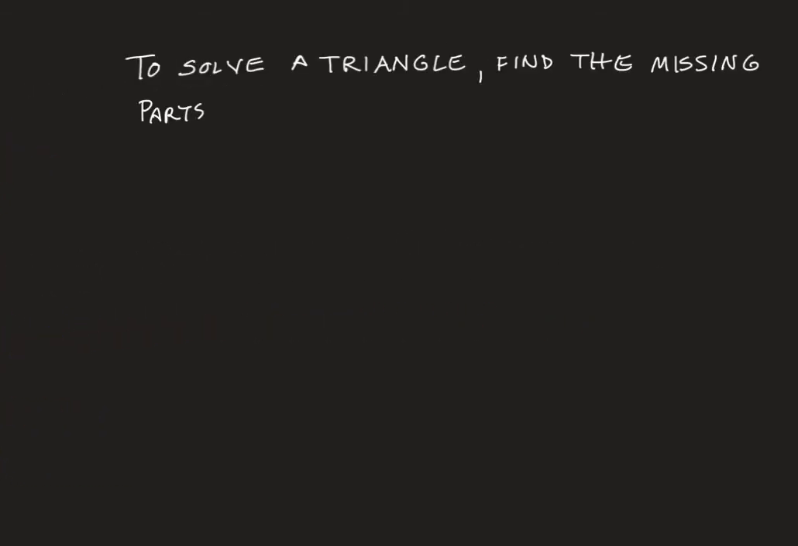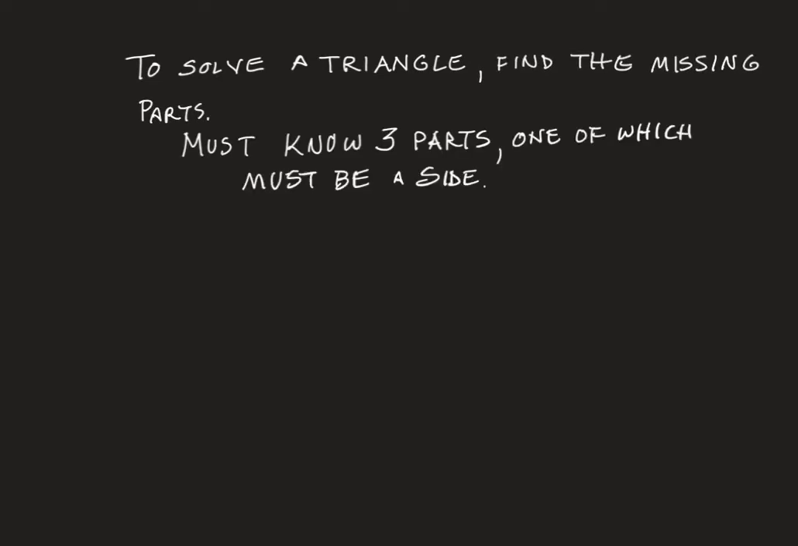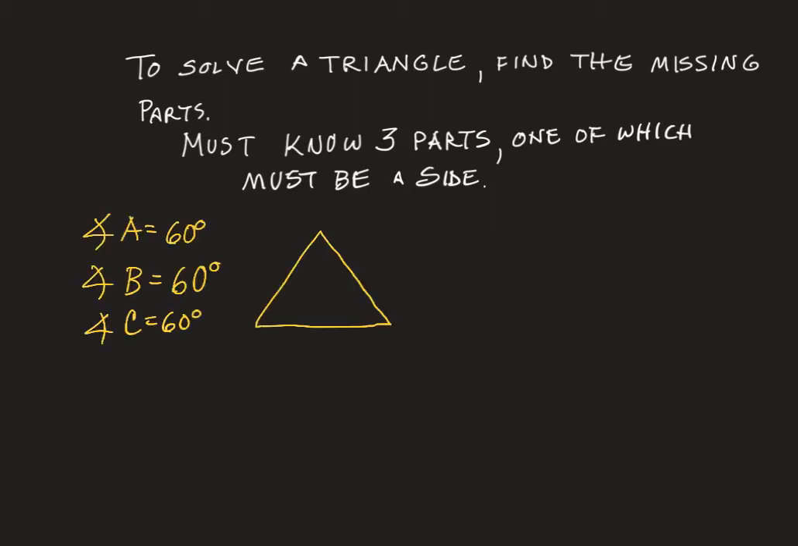Also, when we say solve a triangle, you're going to be finding the missing parts. You will be given some parts to start with. In fact, you must know at least 3 parts, and one of those parts must be a side. Why? Here's an example. Here is an equiangular triangle. All of the angles are equal to 60 degrees.